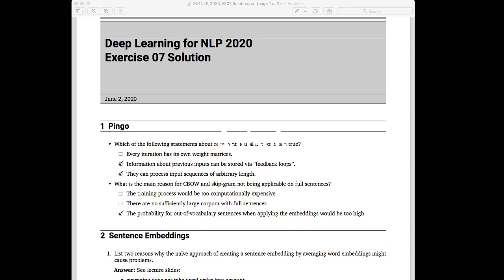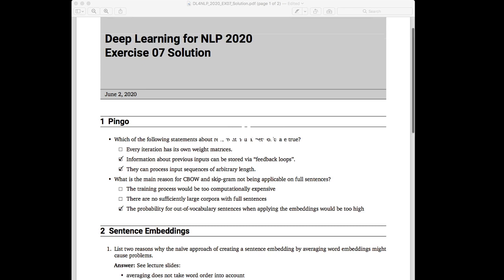Okay, the next question is about CBOW. Why is CBOW not applicable to full sentences? The last statement is not correct because if we treat a sentence as a very long word, it will have a very high number of possibilities, and then we face out-of-vocabulary issues, right?